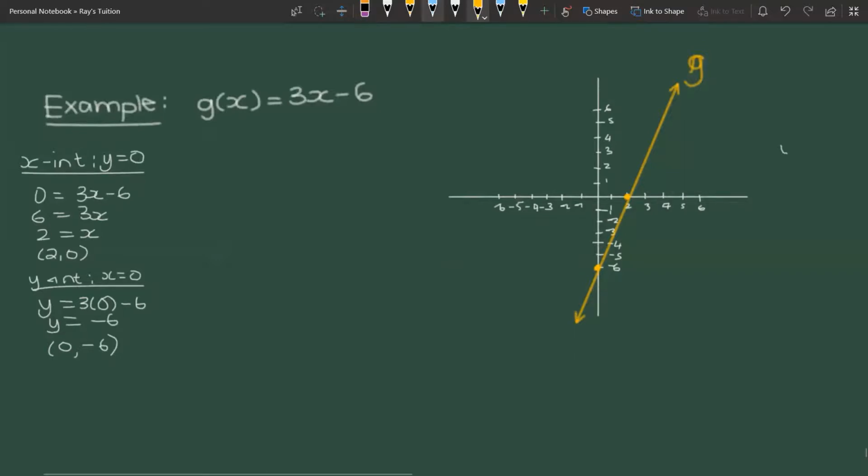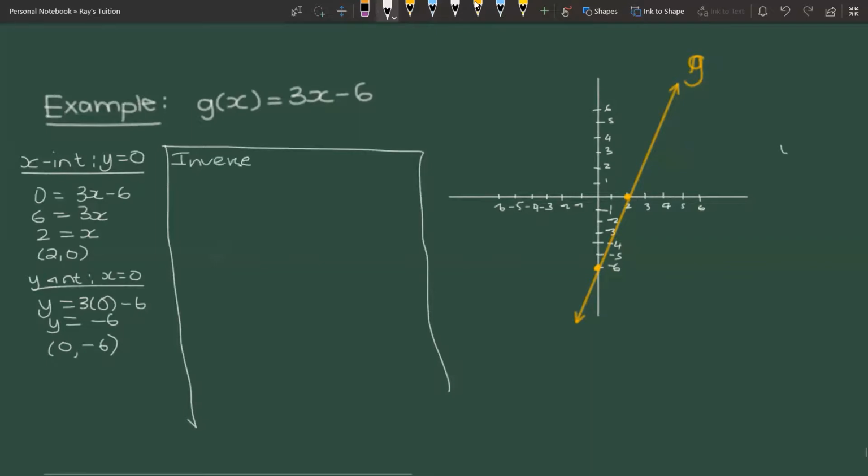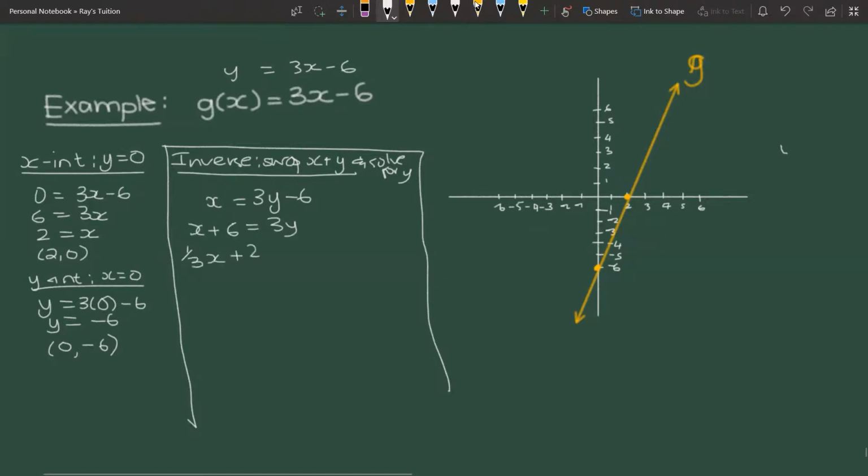Now let us go and find our inverse. Reminding you about the rule on how to find the inverse from the previous video: the rule is to swap x and y and solve for y. So in the place of y, we're going to put x, is equal to, and in the place of x, we put y. Can you see this y is equal to 3x minus 6? We've swapped the x and y. So now let's make y the subject. We take over the 6, and then we divide both sides by 3. So it's a third x plus 2 is equal to y.